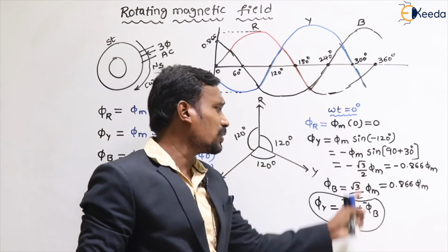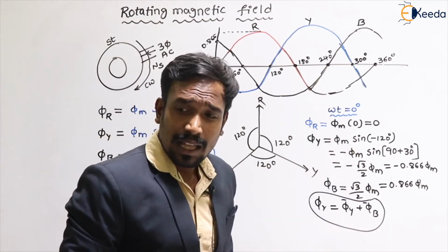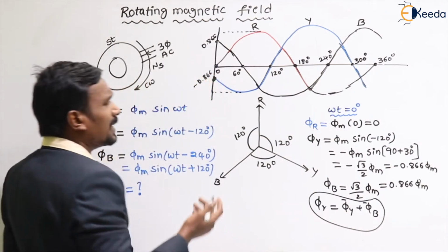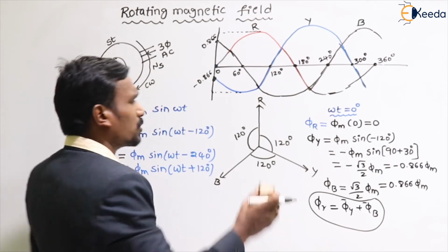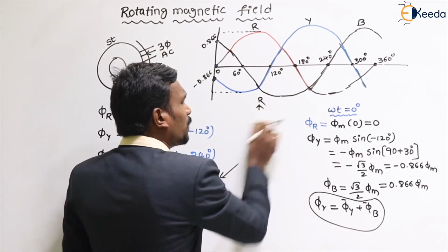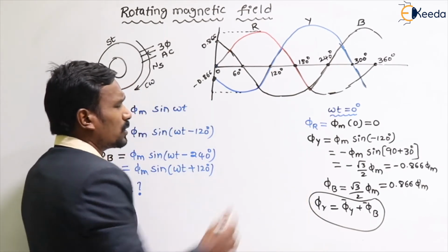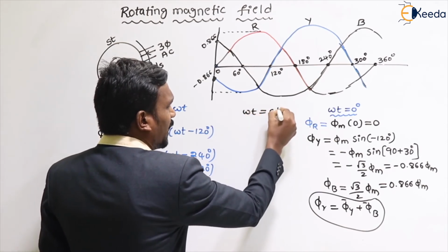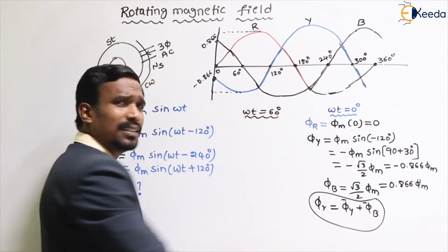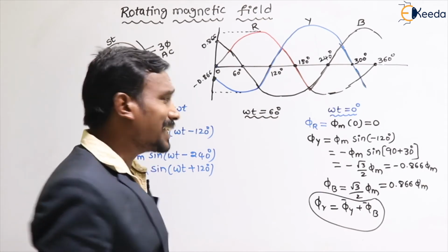At omega t equals 0, we got this. Next, what about at omega t equals 60 degrees? At omega t equals 60 degrees, can you tell me what the answers are? So simply, at omega t equals 60 degrees.